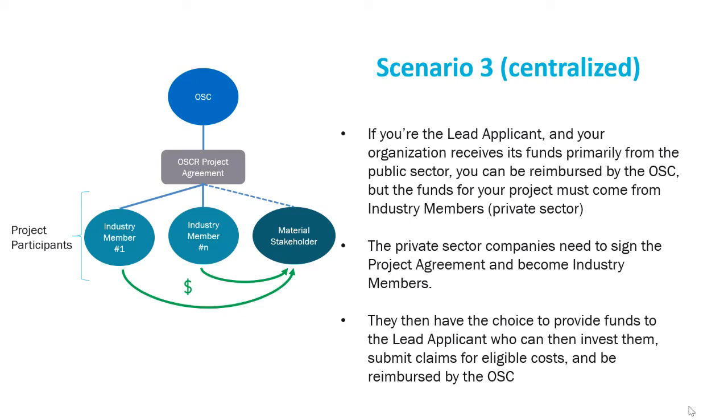And this can be layered along with scenario 2 if any of these industry members had subcontractors or financial contributors. There can be that element too. These industry members are also able to execute on the project and submit claims to the OSC. It's just one example. And that's the third scenario of our archetypes, if you will. But again, they can be mixed and matched a little bit, and we're happy to have those conversations about what works best for your consortium.